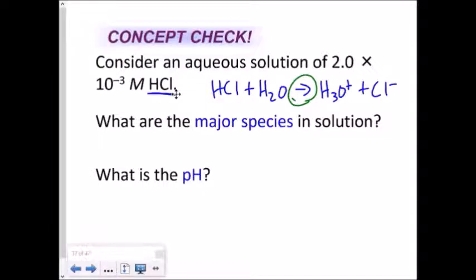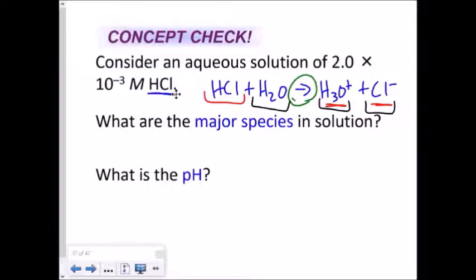So we're really looking for the major species that will be present. The HCl has dissociated and become hydronium and chloride. It's really no longer around. We still have water though, since there's plenty of it in the beaker, and we have hydronium and chloride now. These are the major species that we're going to be looking at.